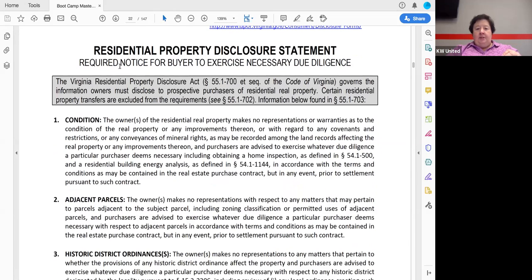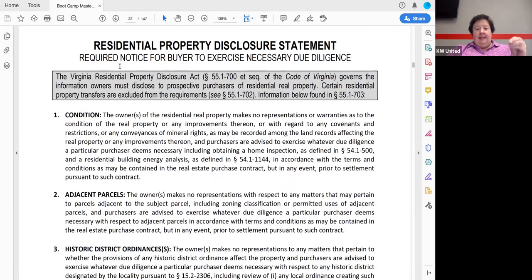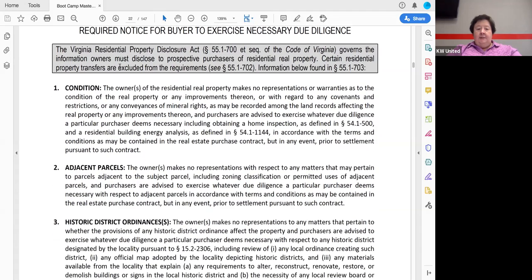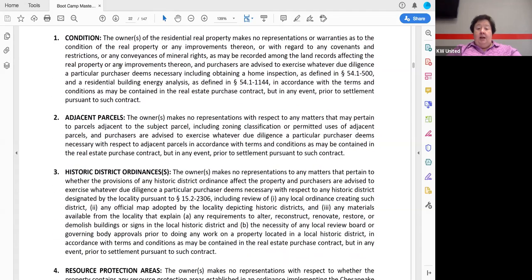So the Virginia Residential Property Disclosure Act, okay? And it's saying that the owners of the residential real property make no representation or warranties as to the condition of the real property or any improvements thereon, or with regard to any covenants, restrictions, and or conveyances of mineral rights as may be recorded among the land records, affecting the real property or any improvements thereon, and purchaser is advised to exercise whatever due diligence a particular purchaser deems necessary, including obtaining home inspection as defined, and residential building energy analysis as defined, in accordance with the terms and conditions that may be contained in the real estate purchase contract, but in any event prior to settlement pursuant to such contracts.